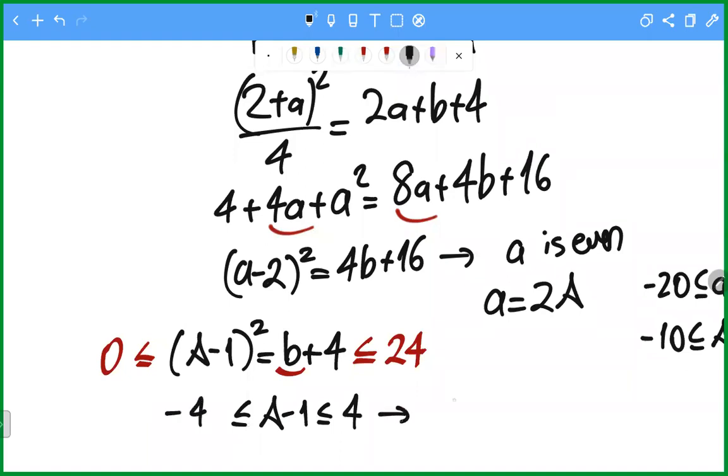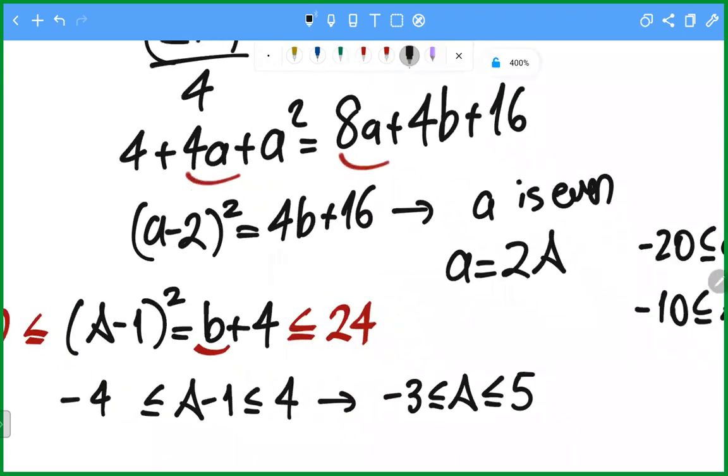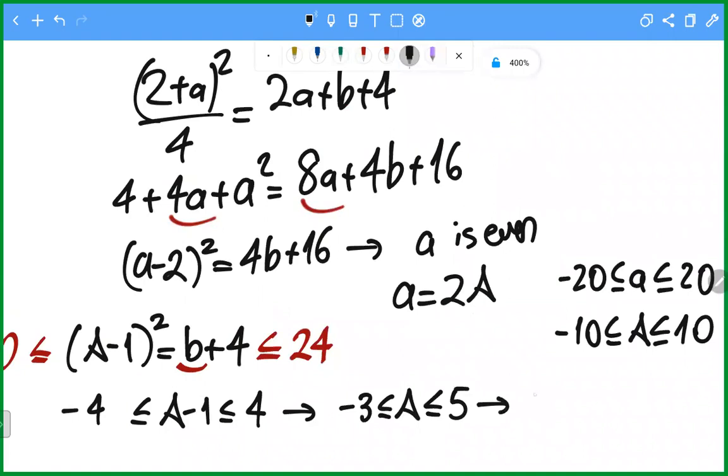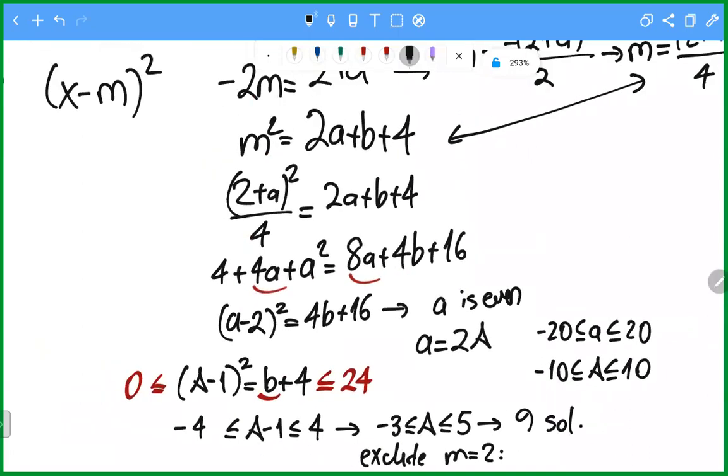Or A is between negative 3 and 5. So from here, we obtain 9 solutions. But we have to be careful. We need to exclude the solution that corresponds to m equals 2, right? So let's exclude m equals 2.